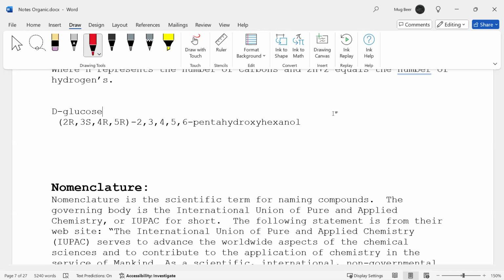But if I would have started off our conversation talking about glucose on day 1, talking about 2R, 3S, 4R, 5R, 3, 4, 5, 6, pentahydroxyl hexanol, you would not be interested in having a longer conversation about that.